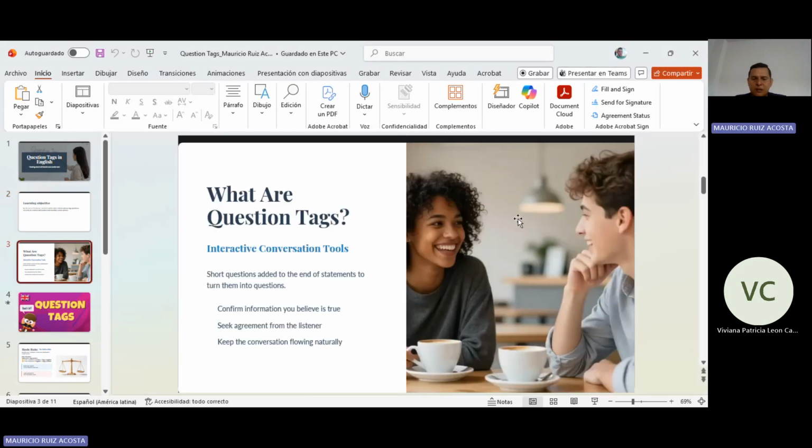Okay, what are question tags? This is an interactive conversation tool, a short question added to the end of statements to turn them into a question. We usually use it to confirm information you believe is true and seek agreement from the listener, or to keep the conversation flowing naturally. That is the main purpose of the tag question. In Spanish we also use tag questions frequently. This topic is so easy to understand.